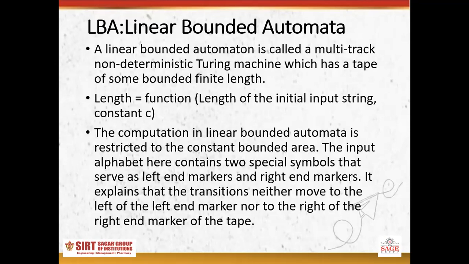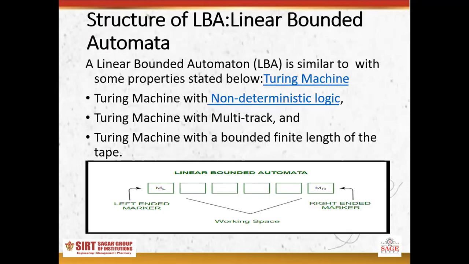The input alphabet here contains two special symbols that serve as left end marker and right end marker. These are two special things which neither PDA nor FSA has. It explains that the transition neither moves to the left of the left end marker nor to the right of the right end marker of the tape. So this is the diagram where we easily see in linear bounded automata, this is the left end marker and this is the right end marker, and the working space is between both markers.